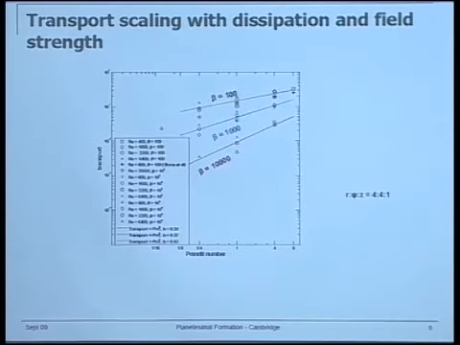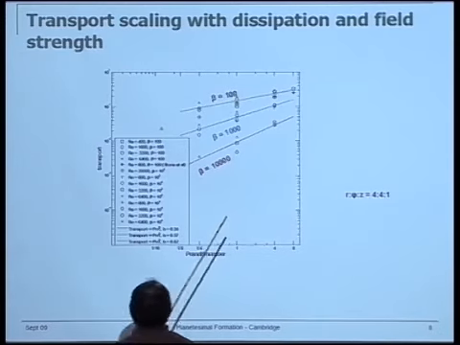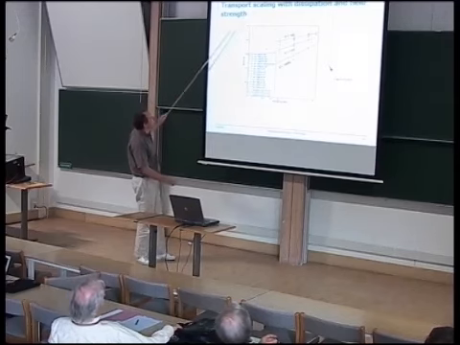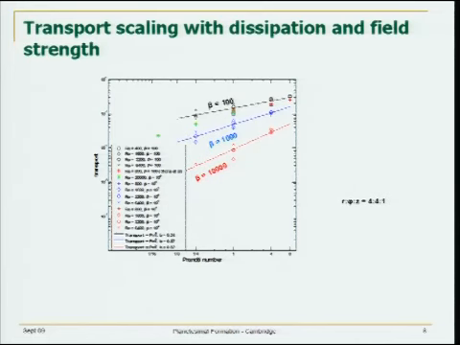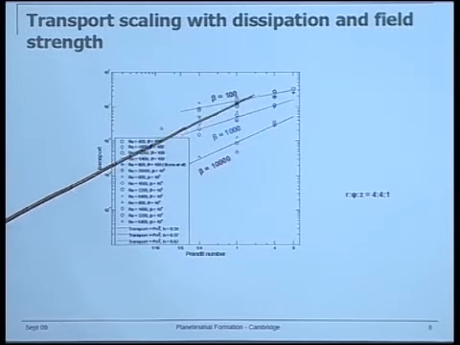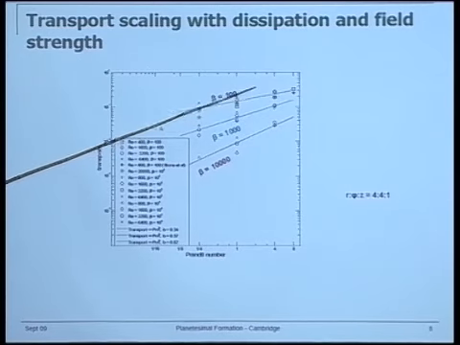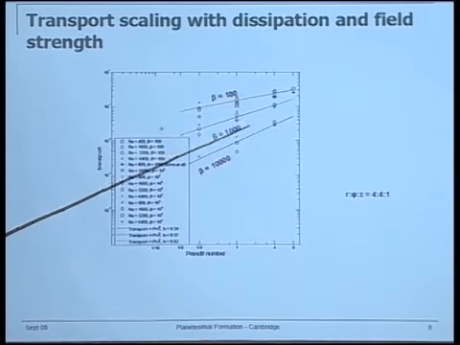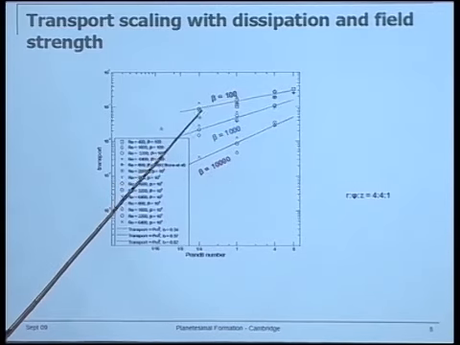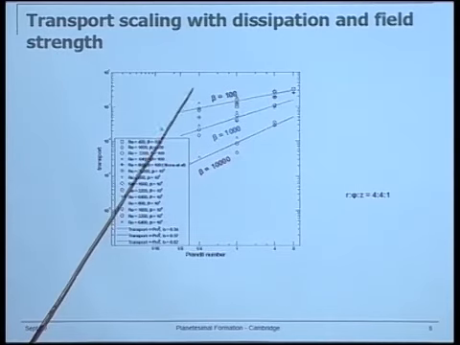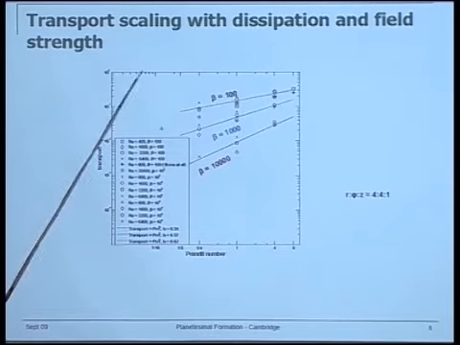Okay, this summarizes all the new results, and I'm going to discuss that for a while. So there is quite a number of information there. This is, again, transport versus Prandtl number. The color code is the field strength. Field strength is decreasing this way. The symbol code is Reynolds number. And I'm going to discuss this a little bit more later on.